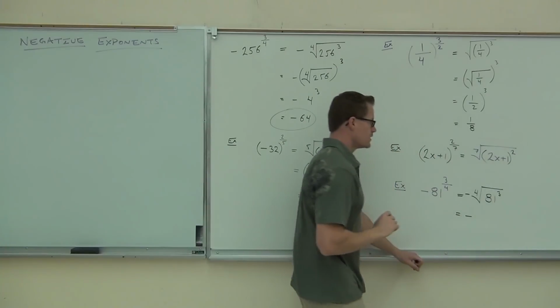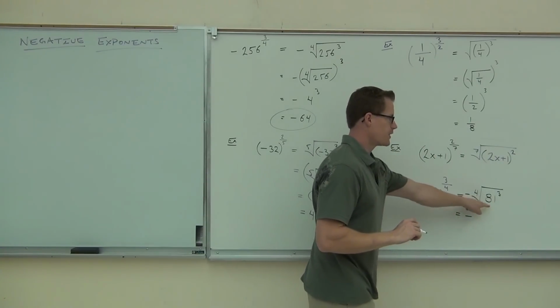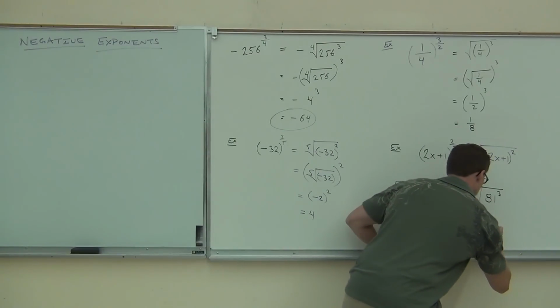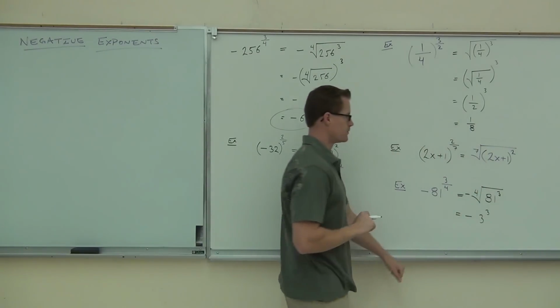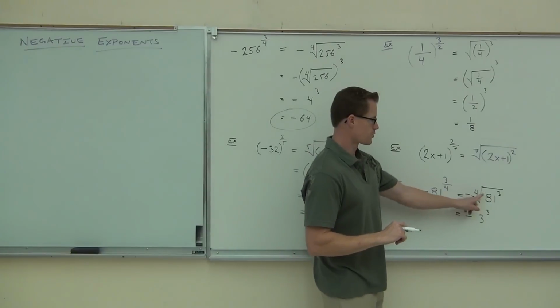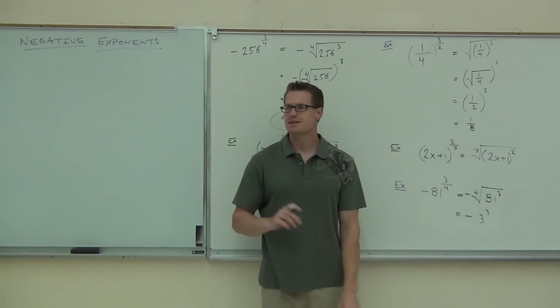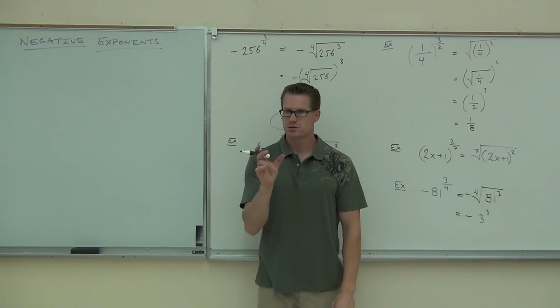So we'll still have the negative. We'll do the 4th root of 81. What's the 4th root of 81? 3. So we have 3 to the 3rd power. Remember, we're taking the 4th root first. That's the 3. We still have the 3rd power. Is the negative being taken to the 3rd power, or just the 3?